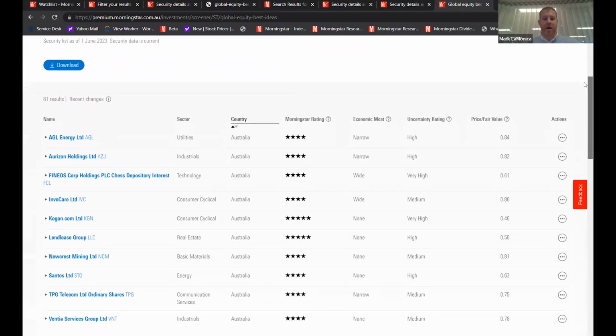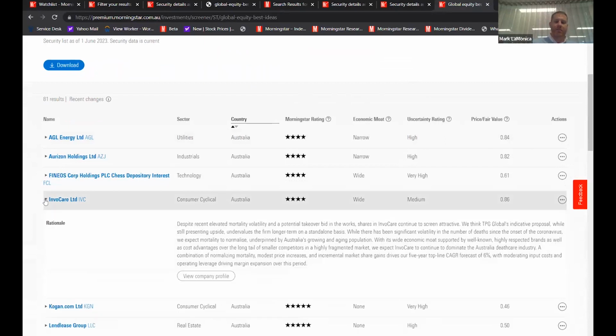A couple things to note. We do have some high-level ratings on here, and I'll very quickly go through those. We also have our analysts presenting a short write-up on why each one of these shares is included. I use InvoCare as an example. InvoCare is still a publicly traded company. We'll see what happens. It has received a buyout offer that has been accepted by the board, still needs to be approved by shareholders, and a couple other hurdles to jump through. It's just an example of the write-up that our analysts do, and then you can go to the full company profile.